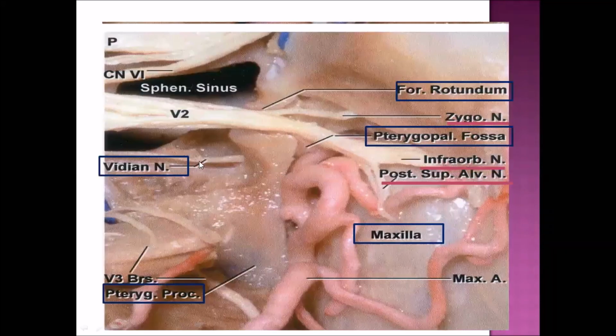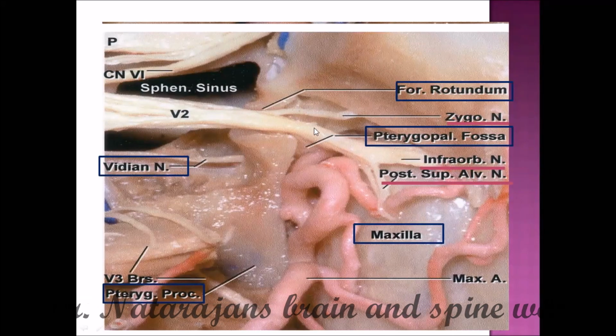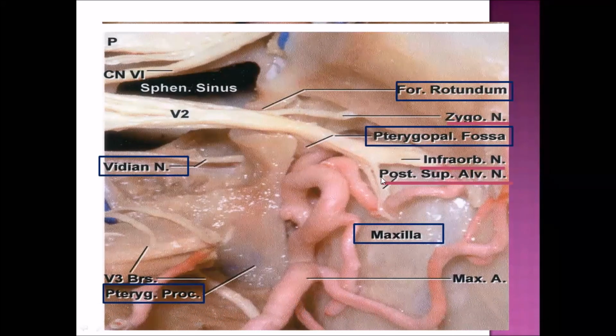Now you can see how the Vidian, this is the pterygoid process. Just below the foramen rotundum is the Vidian canal, through which the Vidian nerve exits.